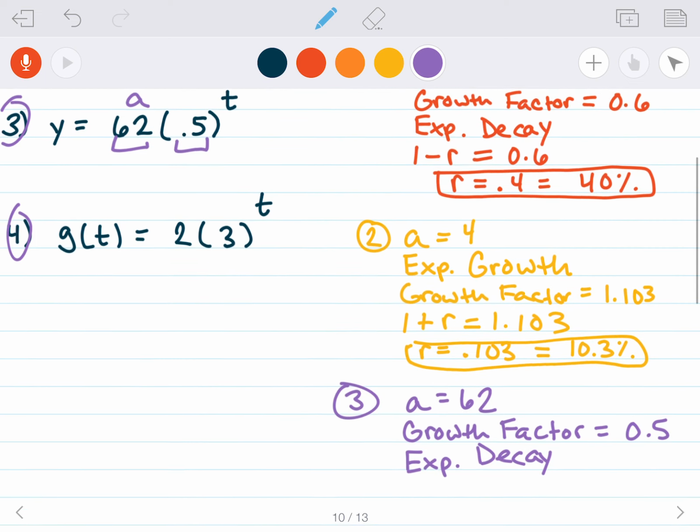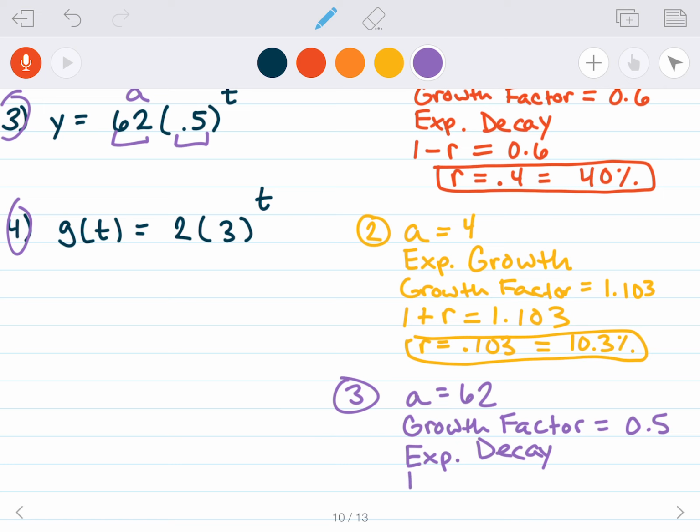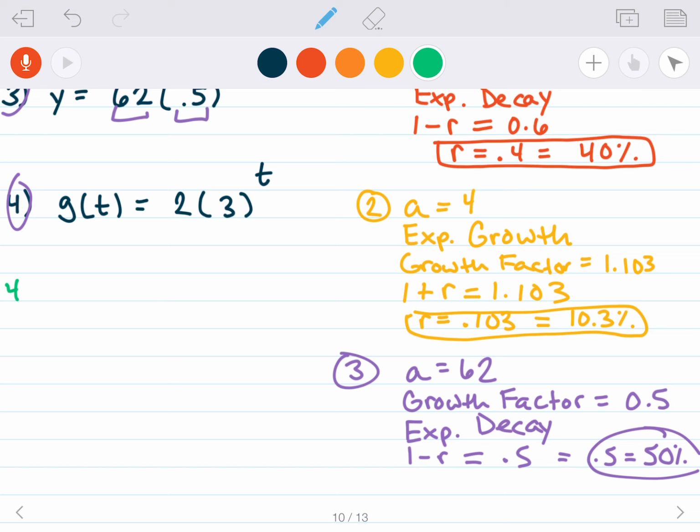Okay, so what is r going to be? Well, since it's decay, we're using the 1 minus r version. So 1 minus r had better equal 0.5. Solve for r. Basically, we're just doing 1 minus 0.5, which is going to give us 0.5, which is 50%. Okay, so that's r. All right, beautiful. Let's do the last one. So our initial value, a, is 2. Our growth factor is 3.